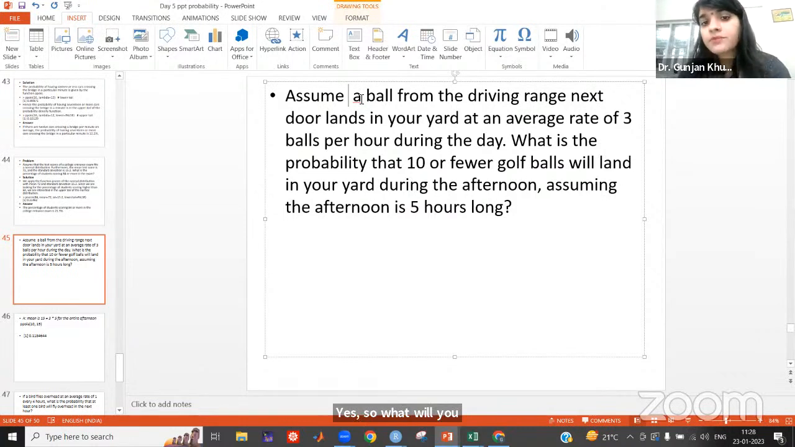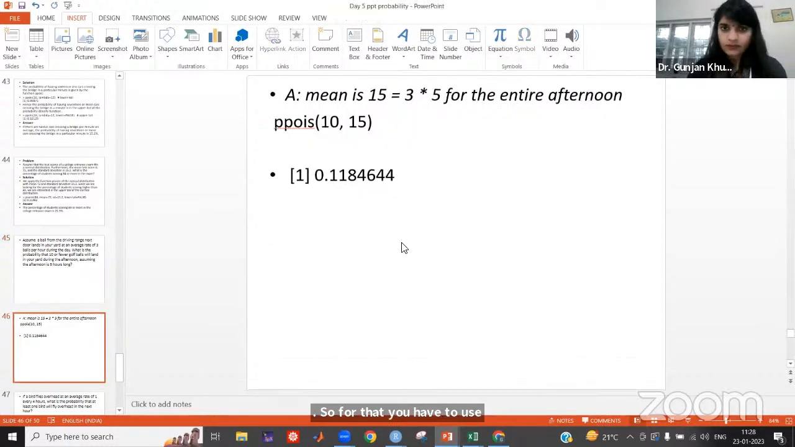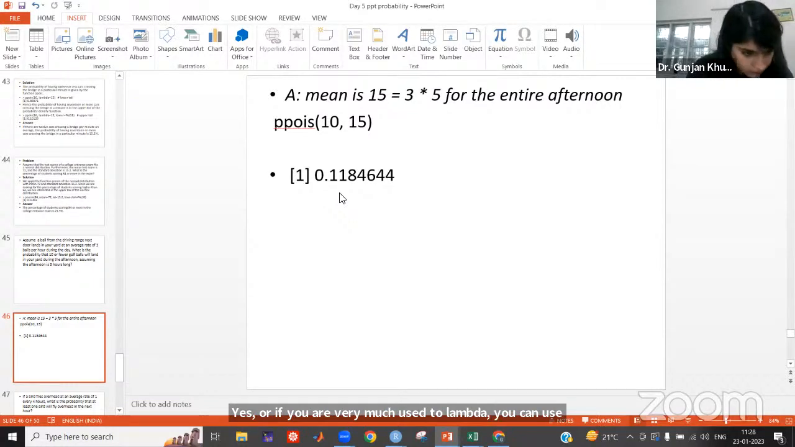Now you have to calculate the probability that 10 or fewer golf balls land. If capital X is the number of golf balls, X is less than or equal to 10. For that, which function will you use? ppois, bracket, 10, comma, lambda is equal to 15. Or if you are very much used to it, you can use 10, 15 also. That will save time. So please verify.